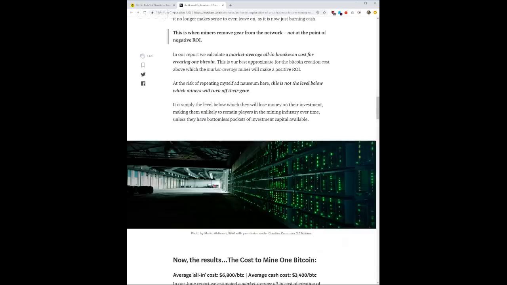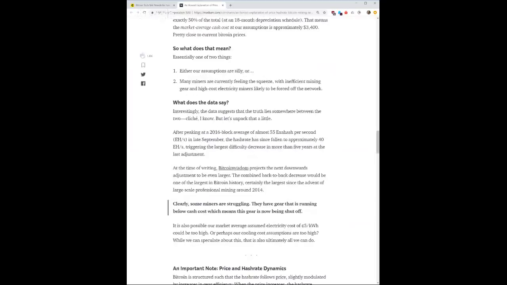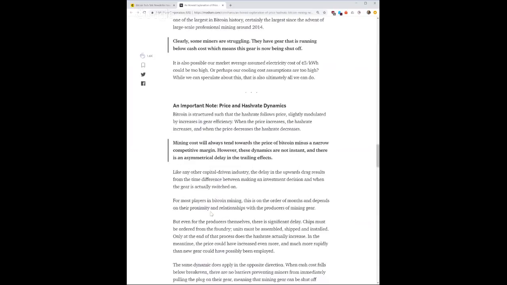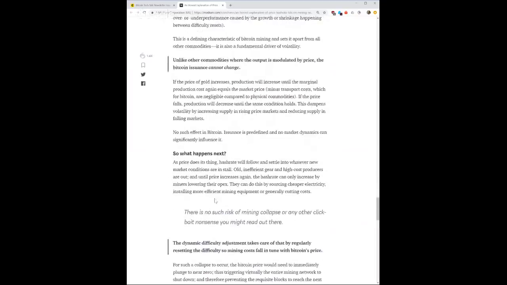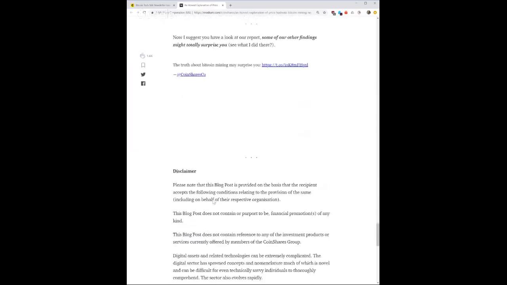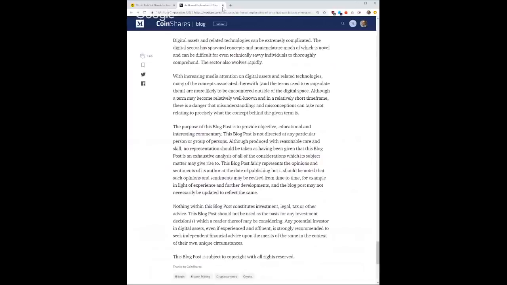The cost to mine one Bitcoin is usually about $3,400 per BTC. And this is an average figure. And anyone that's above the average is probably not mining anymore. If you're below that average, you're still definitely mining because last I checked, it's like $3,500. Interesting stuff about how miners often have energy contracts that last a long time, and you can't easily get out of them and so on. Very thorough article. Totally encourage you to take a look.